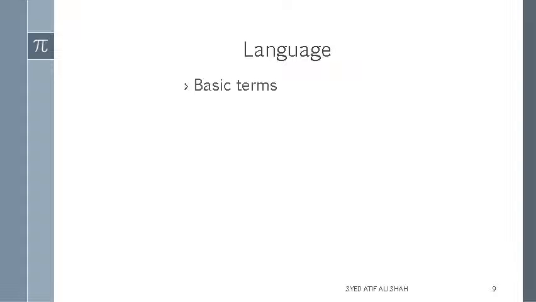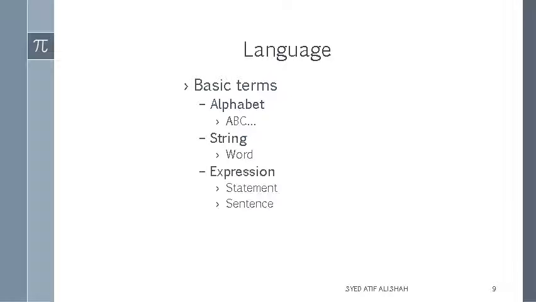Certain attributes are common among all the languages. That is the alphabet, like A, B, C, Alif, Be, and so on. A string, in common language we will call it the word. Expressions are known as statements or sentences in human languages. Similarly, functions, you can say program or the paragraph in human language.